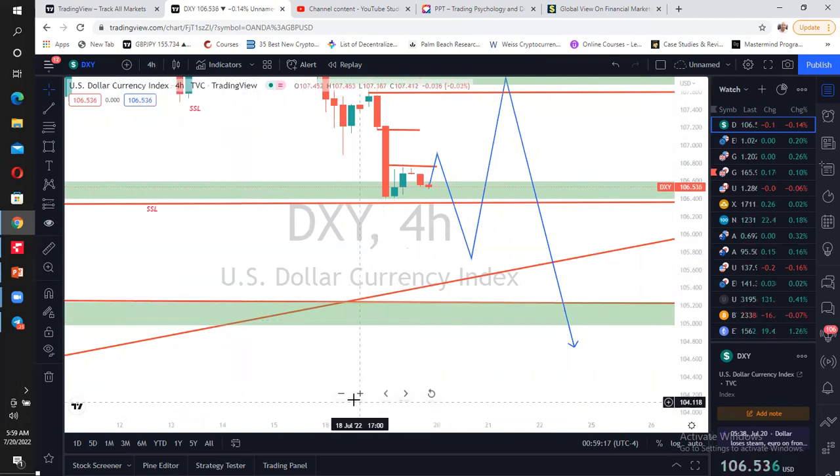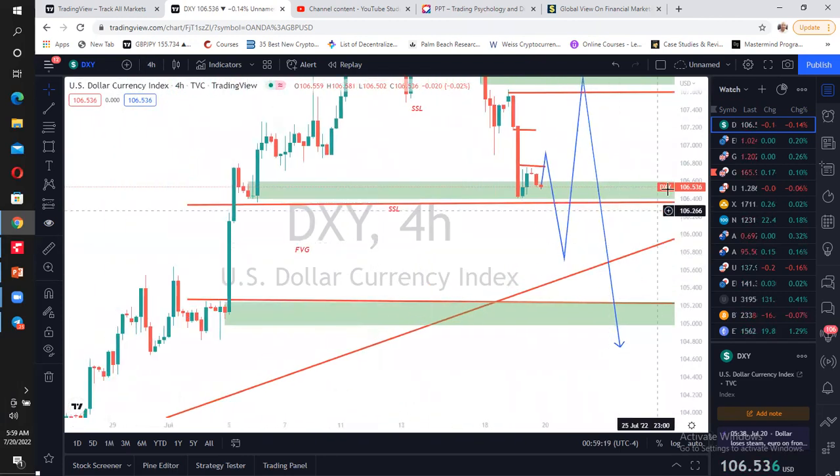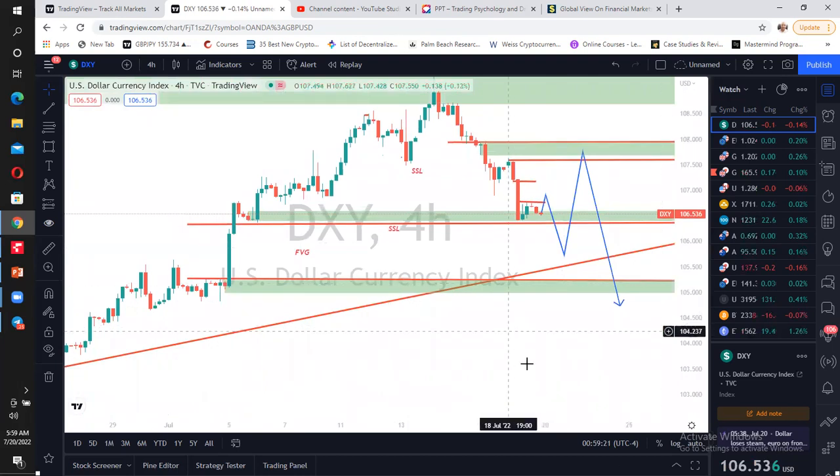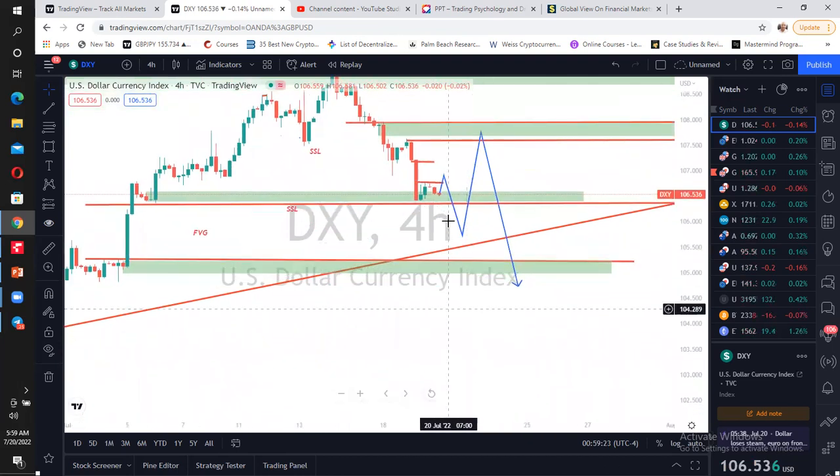Let's zoom out so we can see what our bias is. These are bias on this pair. I want to see them trade into this zone, come back down, trade into this FVG, go back up, trade into this level, and then come down.